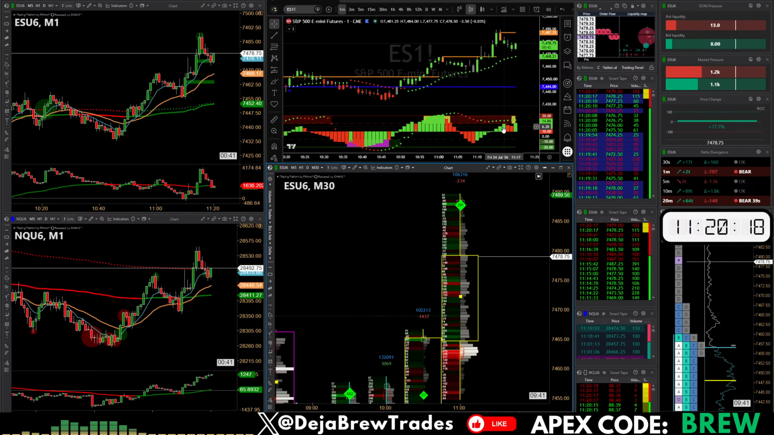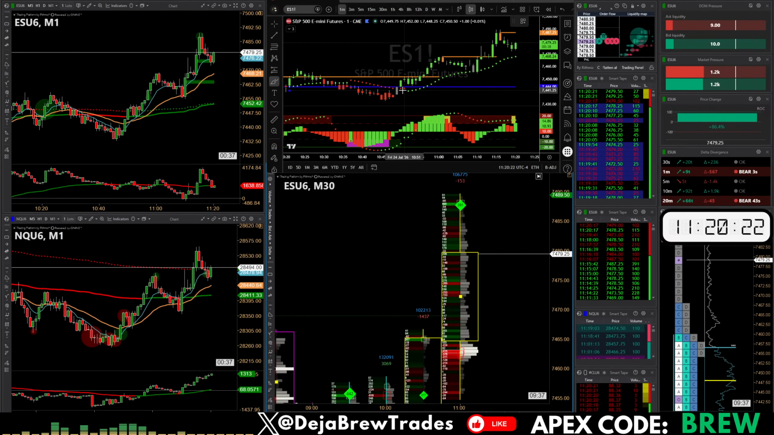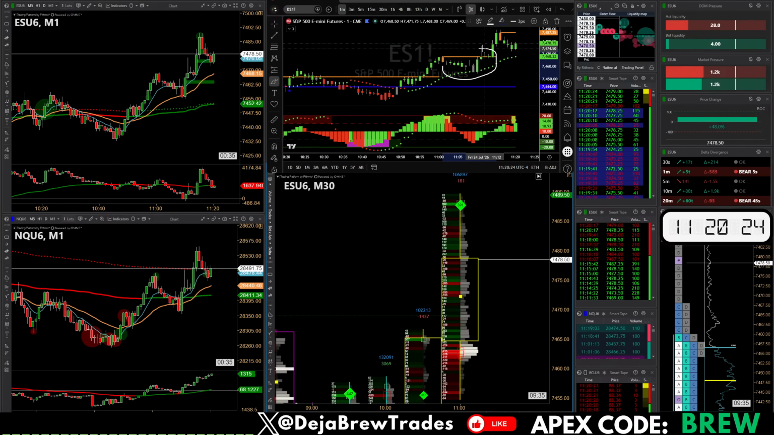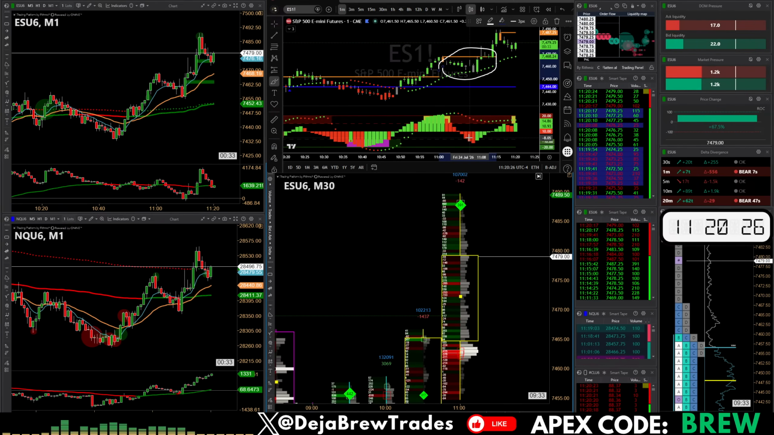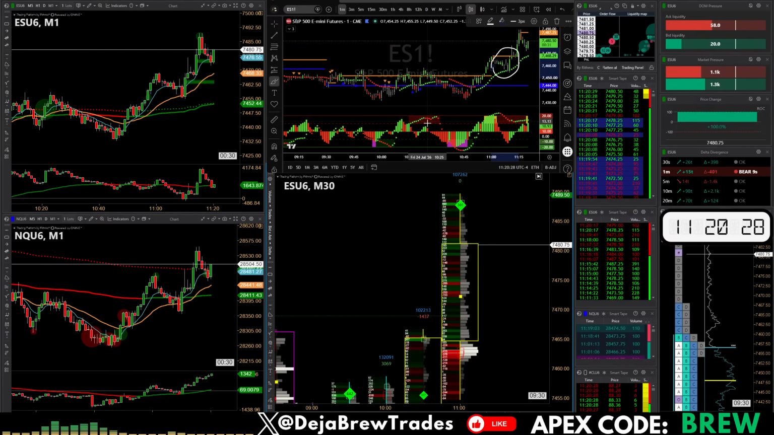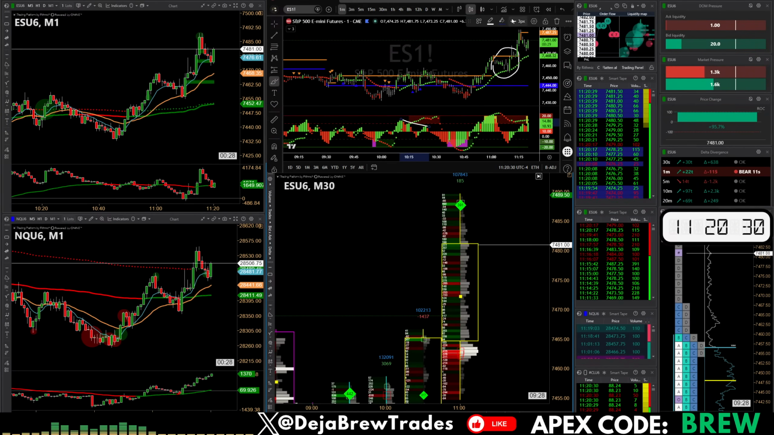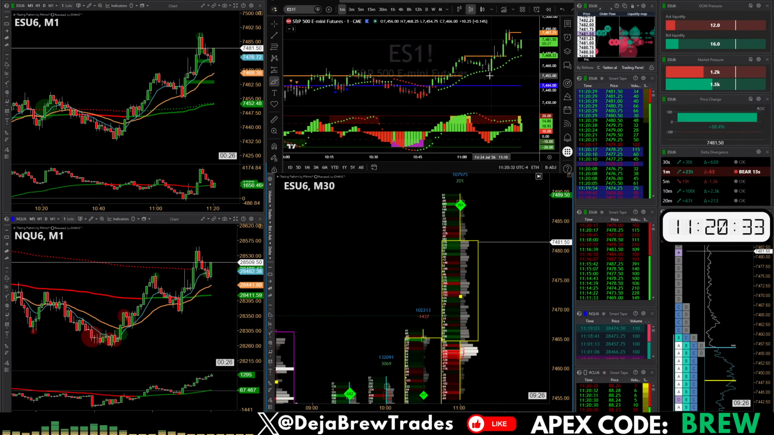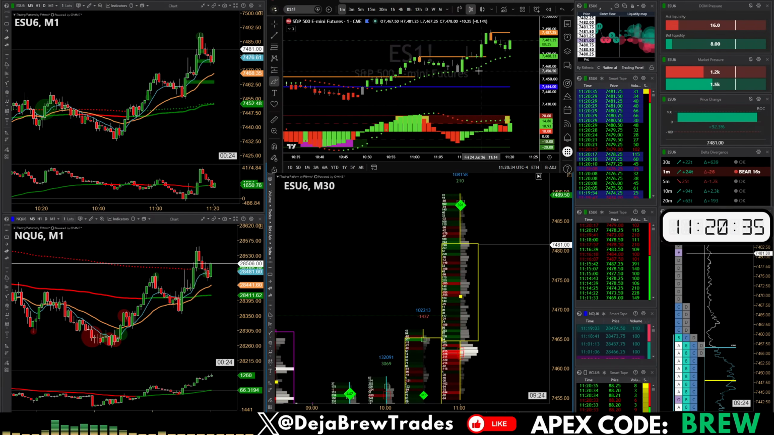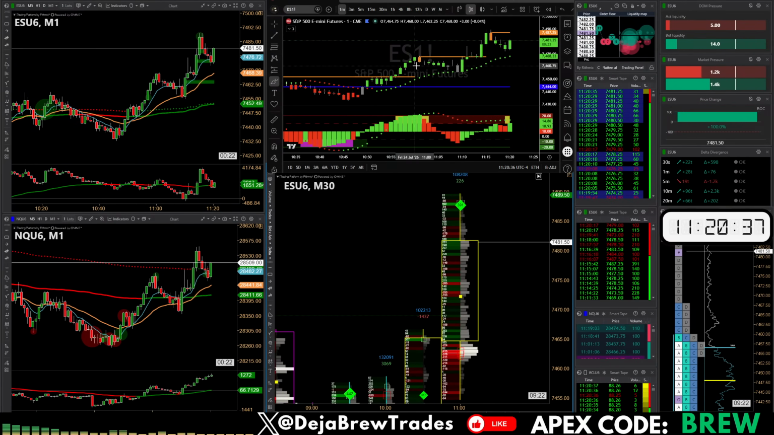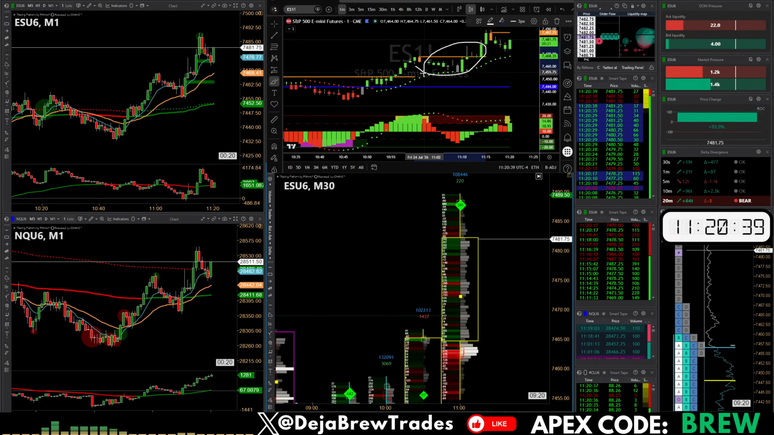Yep, so this is a little bit of a weird one because you could say this is a bear div, but there is a lot of space in between. So this is not exactly a bear div the same way that we talked about earlier. You have to be careful with bear divs, or just divergence in general, if they have a ton of price action in between the highs or the lows.